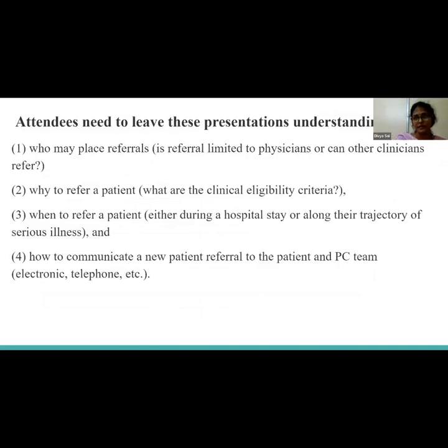And the attendees have to leave the presentation understanding the following points: who will place the referrals, when to refer a patient, and why to refer a patient. What is the clinical eligibility criteria for referral of the patient, and how do we communicate a new patient to the palliative care team, either telephonically, on the book, or by making a direct personal call, and how do they communicate this new referral to the patient, saying you have a palliative care need and you are being referred for such and such reason. All of these clear-cut guidelines and basic things are needed to make sure that the referral process from the treating physician to the palliative physician is very smooth.